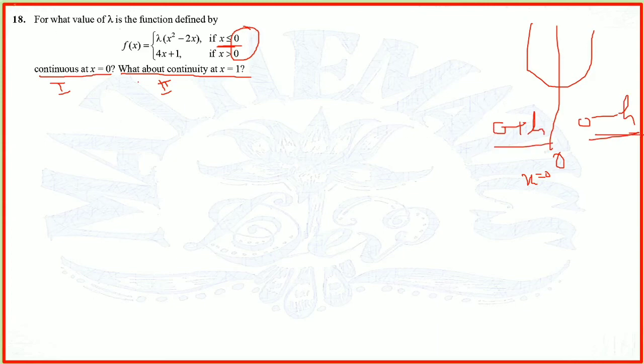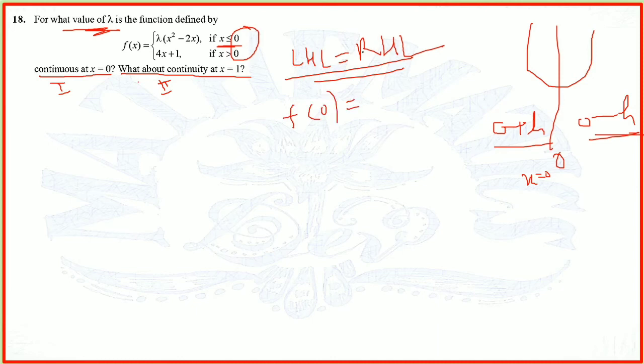So the question is, for what value of lambda is this function continuous at x equal to 0? That means we need to understand it the other way: this function is already continuous. That means left hand limit is equal to right hand limit. Got it? That also can be written as left hand limit equals right hand limit at x equal to 0 equals f of 0, which equals limit x tends to 0 of f of x.